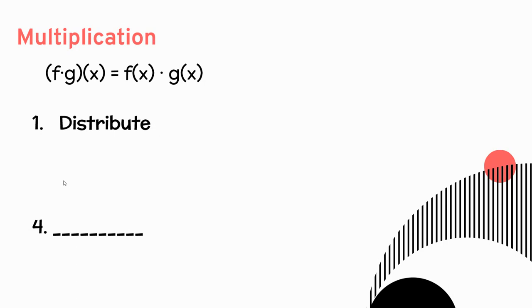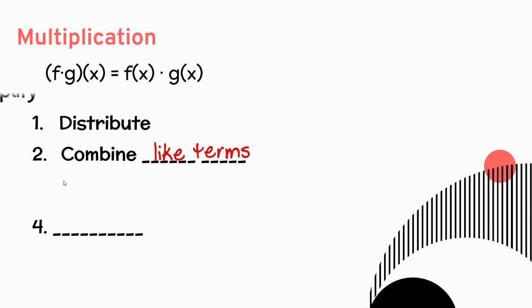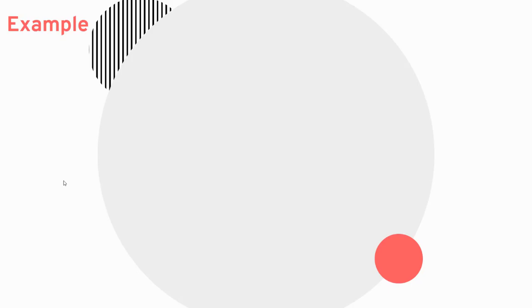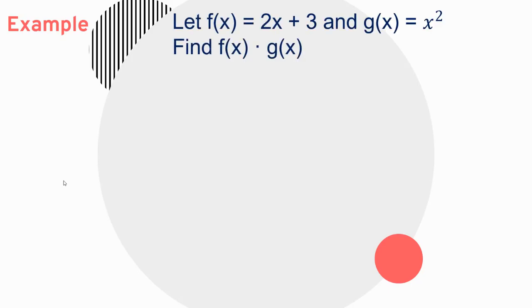Since we're multiplying, we're going to distribute first. Then we're going to combine like terms. Then we'll simplify, and then we'll evaluate if necessary. So let's jump into an example. Let f of x equal 2x plus 3 and g of x equal x squared. Find f of x times g of x.